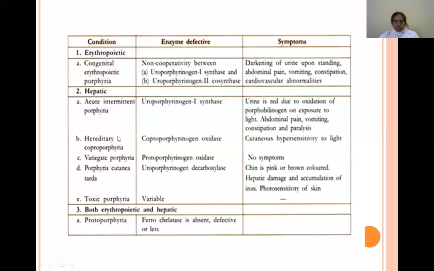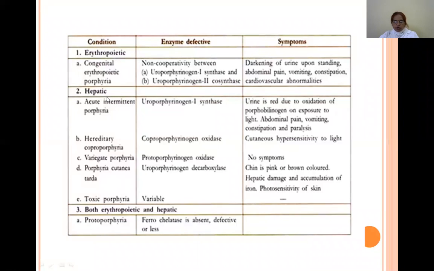Now see hereditary coproporphyria. This also comes under the hepatic. Here the enzyme deficiency is coproporphyrinogen oxidase, and the symptom is cutaneous hypersensitivity to light. Variegate porphyria also comes under the hepatic. Here the deficiency is the enzyme protoporphyrinogen oxidase. No symptoms.